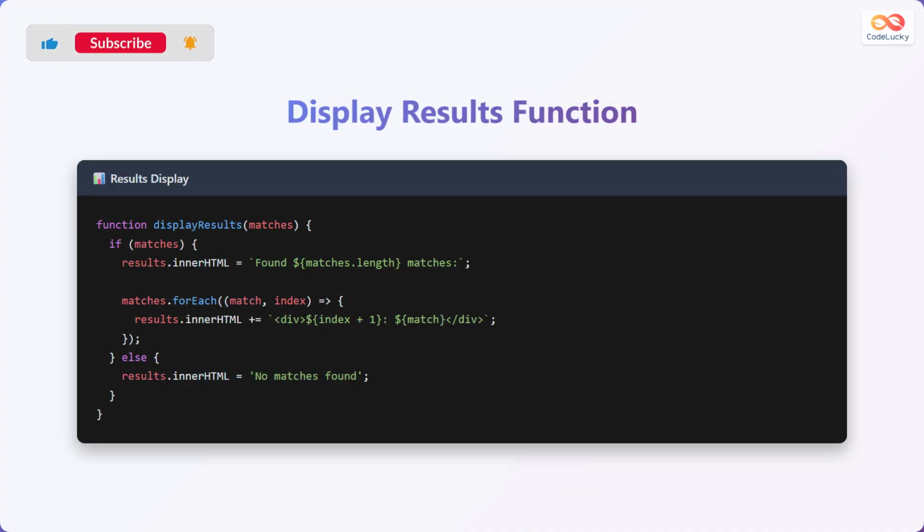Now let's look at the displayResults function. This function takes the matches found by the regular expression and displays them in the results div. If matches were found, which we check using an if statement, it first sets the inner HTML of the results div to indicate how many matches were found. Then it loops through each match using the forEach method and appends a new div element to the results div for each match, showing the index and the match text. If no matches were found, it sets the inner HTML of the results div to no matches found.